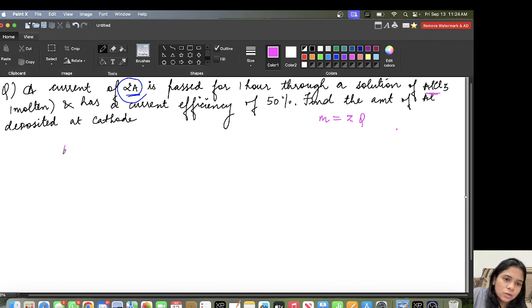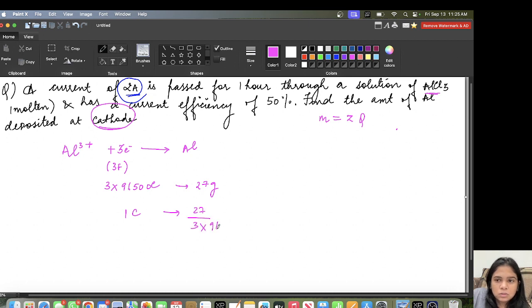How will you solve it? You know Al3+ plus 3 electrons is giving you Al, right? This is your 3 Faraday. Just remember this is happening at the cathode, deposited, because that's why we are taking this particular reaction. So 3 into 96500, 3 Faraday, is your 27 grams. So 1 coulomb will be 27 upon 3 into 96500.